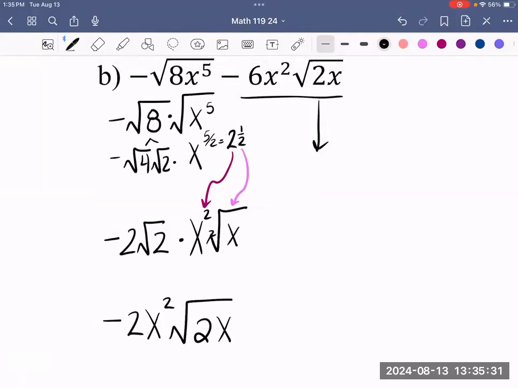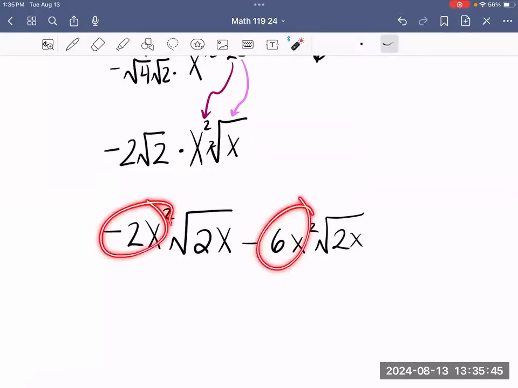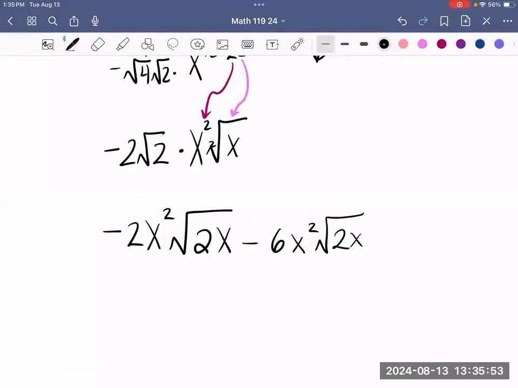Bring this whole thing down, minus 6x squared, square root of 2x. Now, are your square roots the exact same? Yes, they are. We also take a look at what's on the outside. Again, these are still the exact same. Your coefficients are different, that's okay. But these variables are still the exact same as well. So just like any sort of combining your like terms, they have to look exactly the same with the variables.